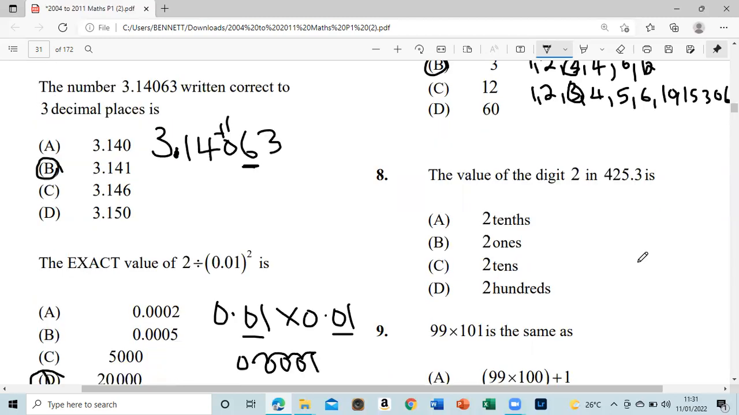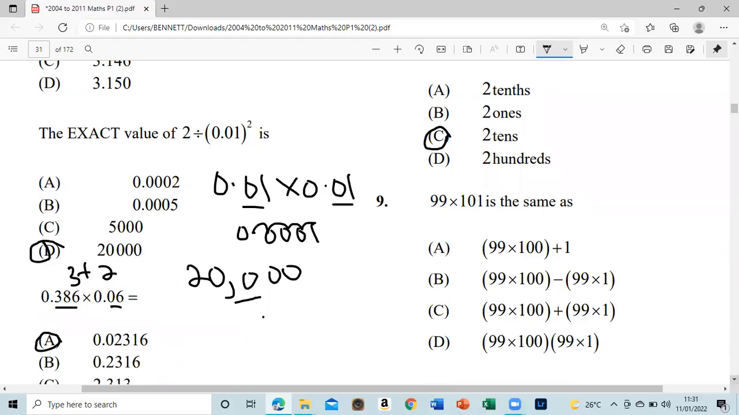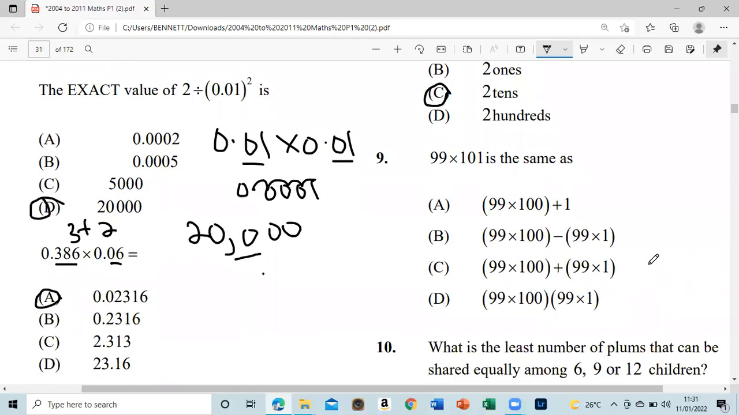All right. The value of 2 in the digit 425. All right, so that's 2 tens. We'll come back to basics for 2 tens. All right, let's move on to number 9. Choose the answer, guys. 99 times 101 is the same as, and that would be C. You can work it out if you wish.